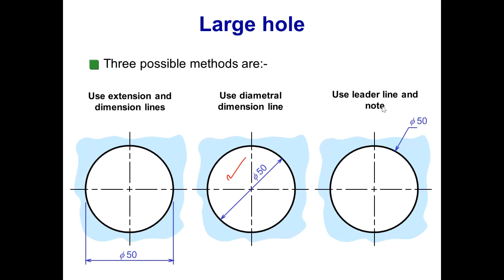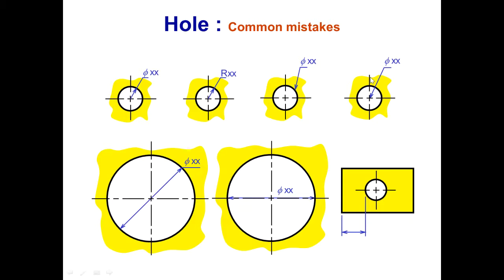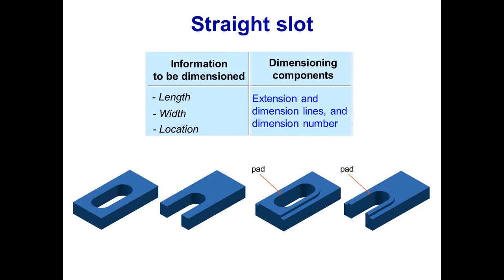And then you can also use the leader line at the node for dimensioning of the large hole. These are the common mistakes that one can make during the dimensioning of a hole. These are very simple. If you have already understood the previous rules, you can simply figure out what these common mistakes are. Now you have a straight slot.